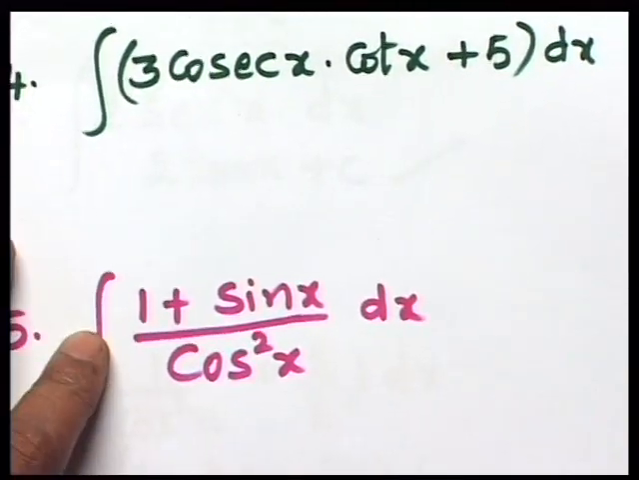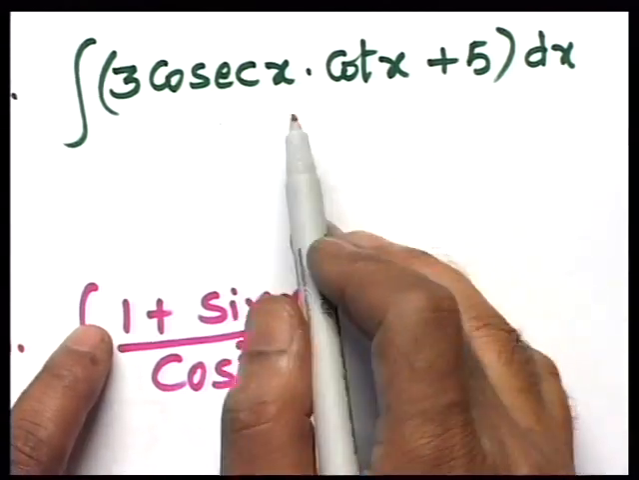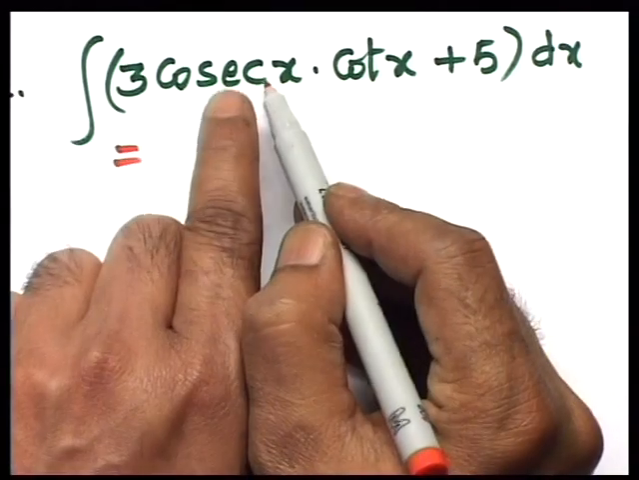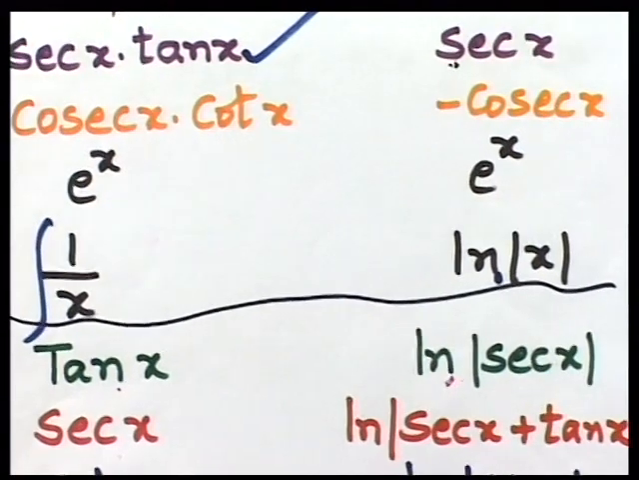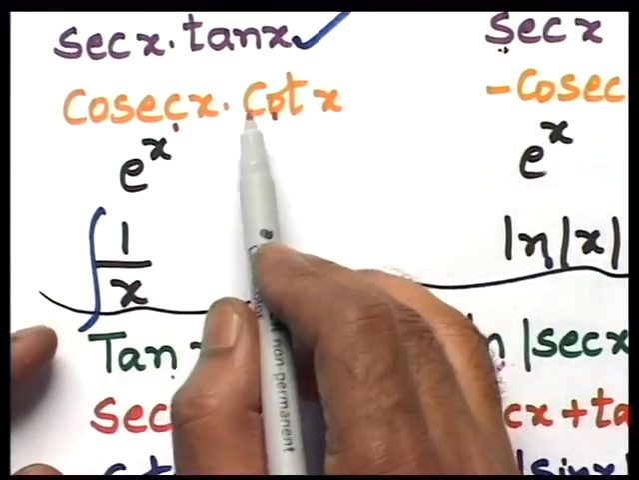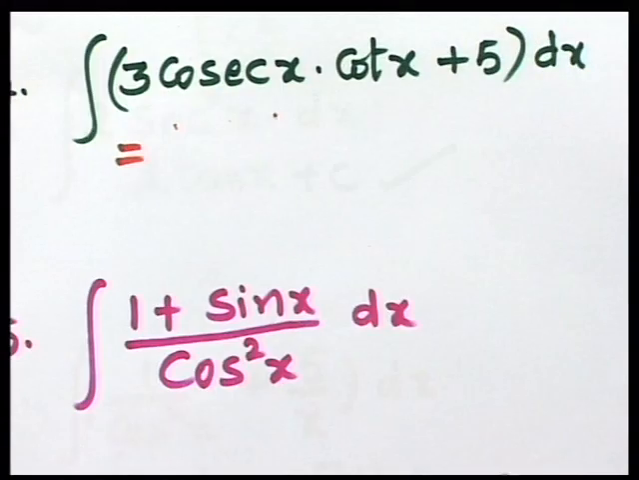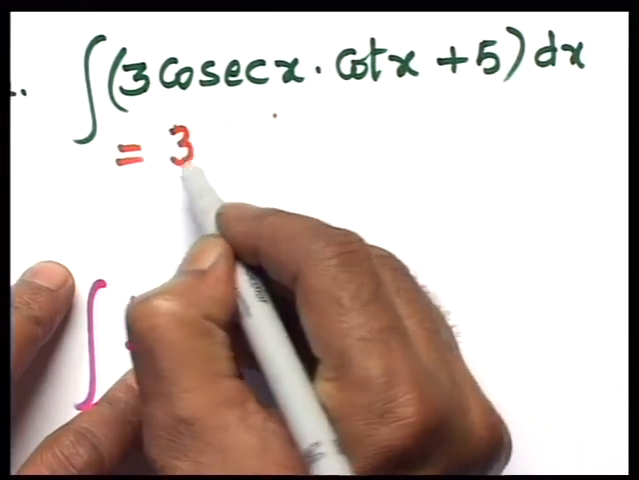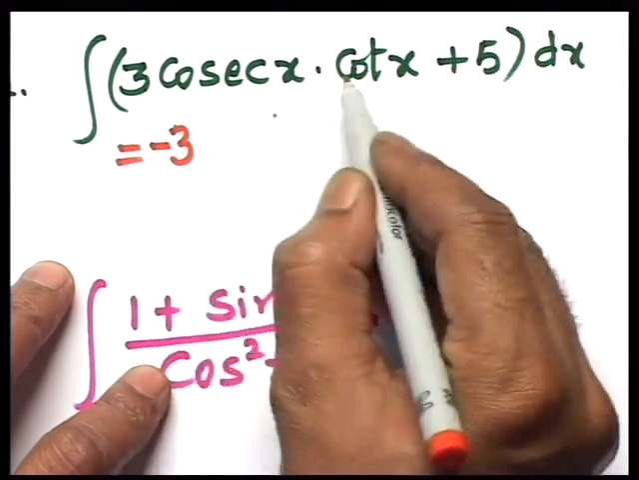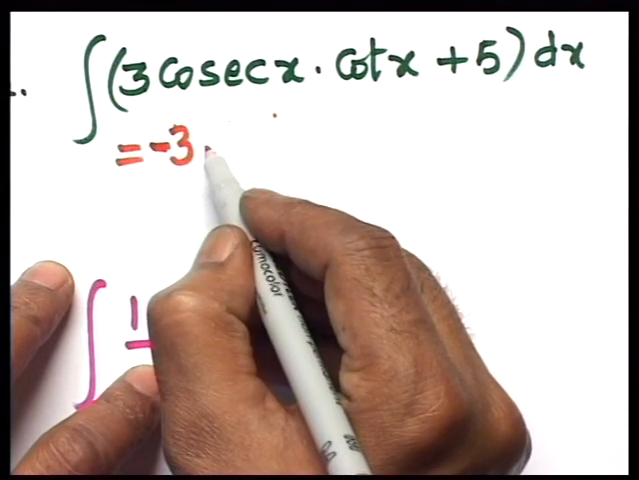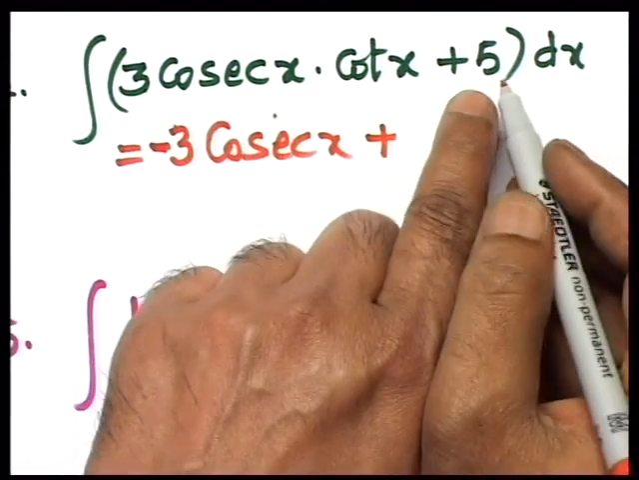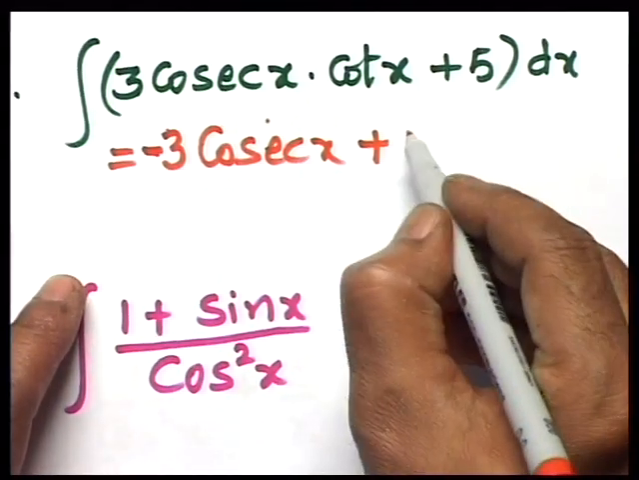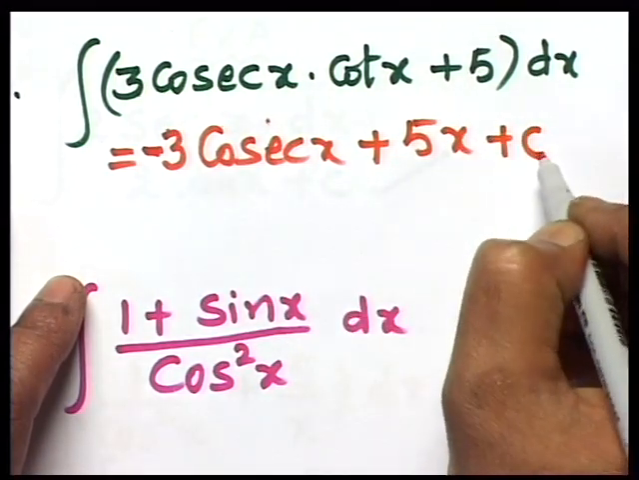Question number four. That's 3 cosec theta cot theta plus 5. That seems to be pretty straightforward because cosec times cot is a standard function we have here. You should write them at one place and keep, please. Cosec cot, if you integrate, you get minus cosec x. So that's all we do. Copy the 3 down, and the answer for that is minus, so let's put the minus outside. Minus 3 cosec x. Plus, integration of 5 with respect to x is 5x, and plus c. Okay, done.